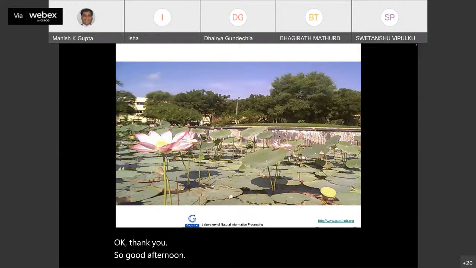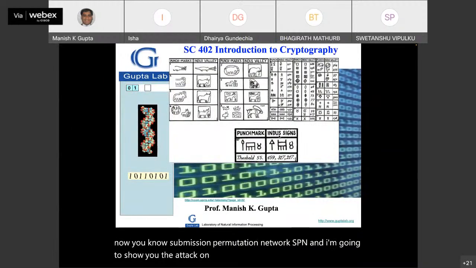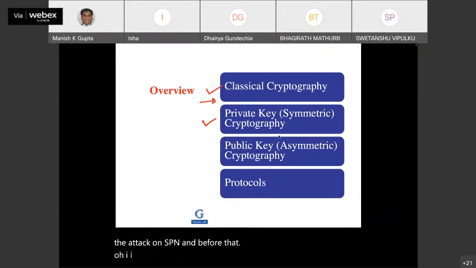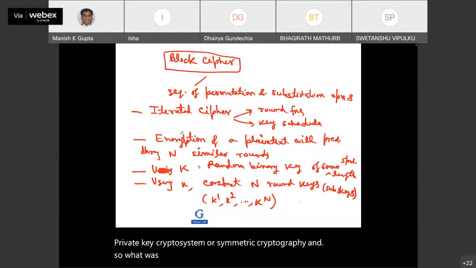Today, as you know, we were looking at the substitution permutation network, SPN, and I'm going to show you the attack on SPN. Before that, I'll complete the background. As you know, whatever I am covering is part of private key crypto system or symmetric cryptography. So what was a block cipher? Actually, we were looking at block ciphers.